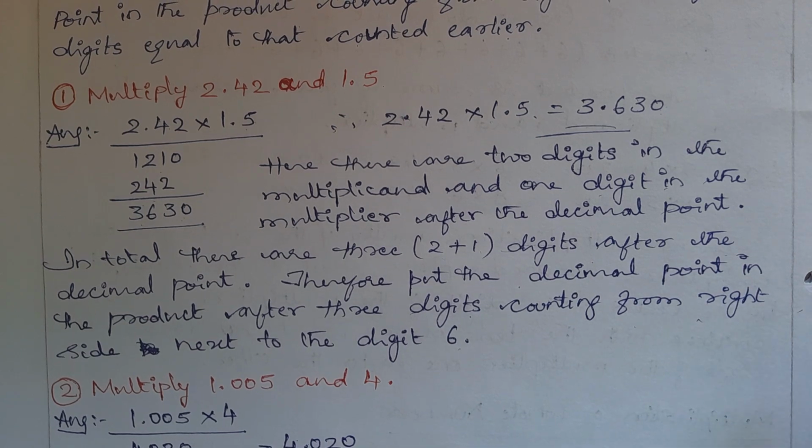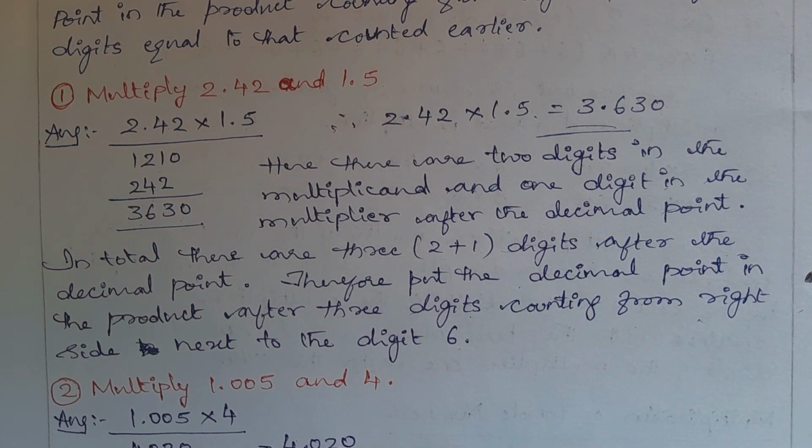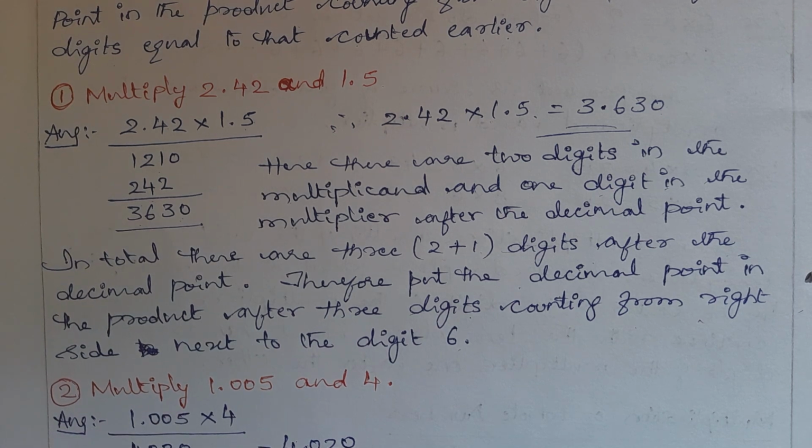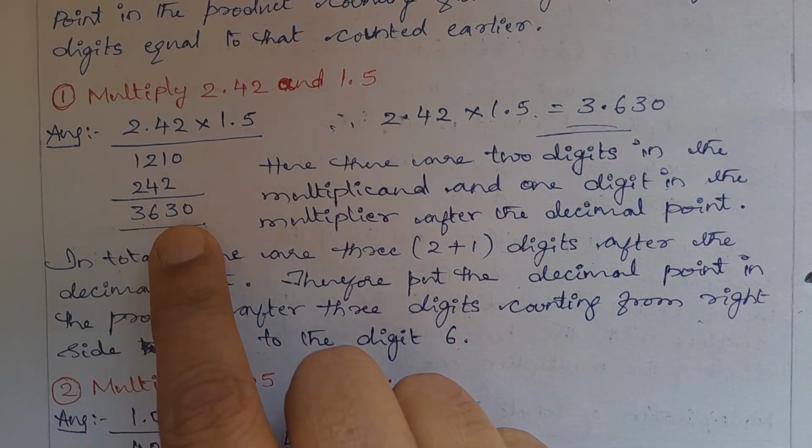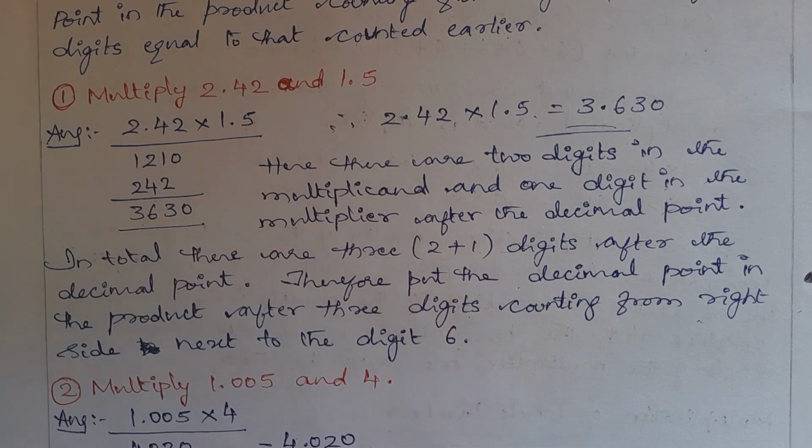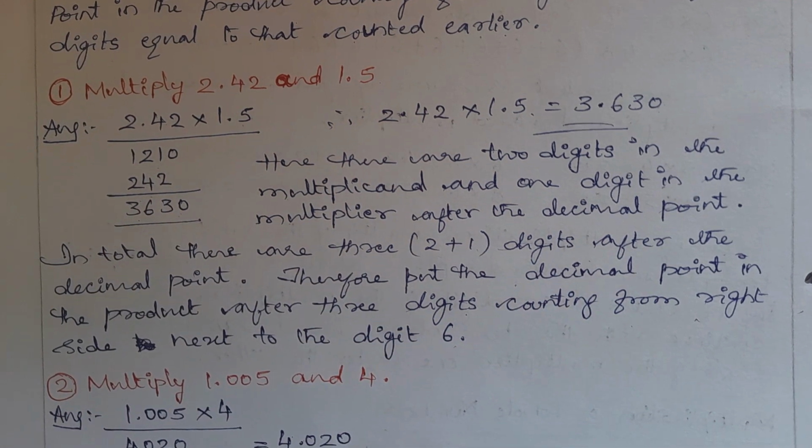Here there are 2 digits in the multiplicand and 1 digit in the multiplier after the decimal point. In total there are 2 plus 1 digits after the decimal point. Therefore, put the decimal point in the product after 3 digits counting from the right side, next to the digit 6. Understood? We have to count from here. 1, 2, 3, and put the decimal point next to 6.